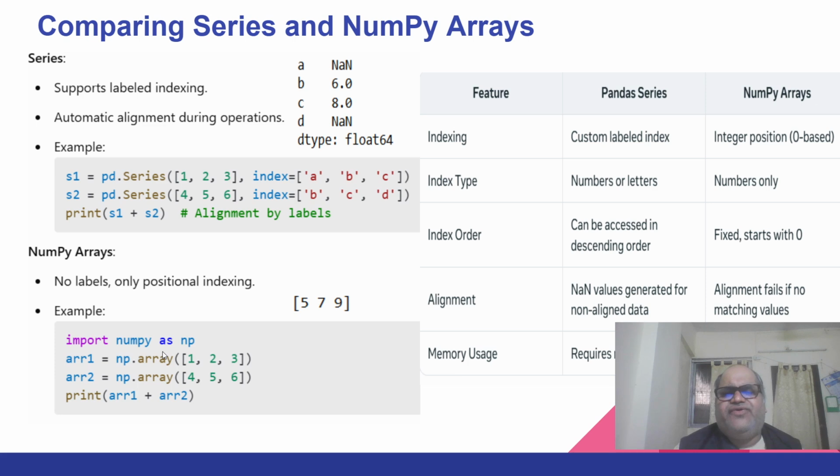Now, since you have already seen in your previous lecture that NumPy also supports multi-dimensional arrays, in that context, what could be the comparison between Pandas series and NumPy arrays? Let us actually have an overview, and then we look at some examples. On the feature part, we look at indexing, type of index, ordering of index, alignment, and memory usage.